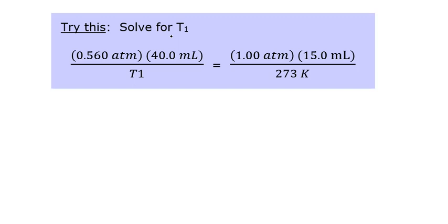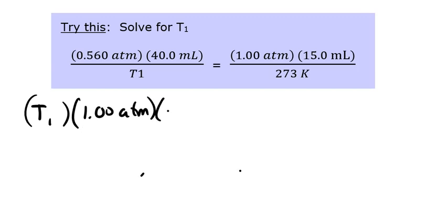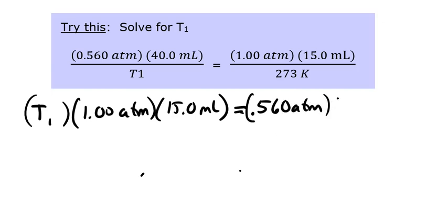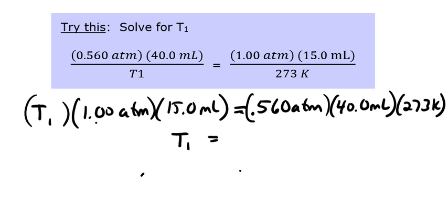All right, let's cross multiply. I'm not going to draw the cross multiplication again because I think you have seen that enough times. So I'm going to do the T1 times the stuff on the other side on the top, equals the cross multiplication from the other side, 0.560 ATMs times 40 ml times 273 Kelvin. All right, let's try to get T1 by itself, which means dividing both sides by 1 ATM and 15 milliliters, keeping all our units and all of our sig figs.